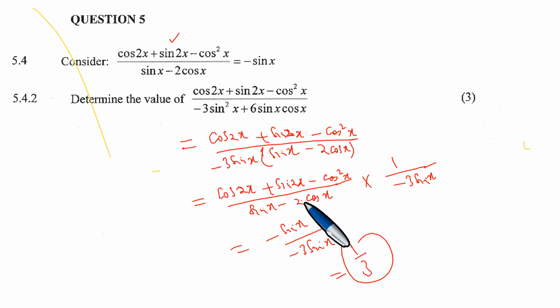Right, so at this point, what did we do? We just took out a common factor from the denominator, and then we have minus 3 sine x, and now the cosine 2x plus sine 2x minus cosine squared divided by the sine minus 2 cosine x. We know this identity is minus sine. So you have that, and it gives us exactly this result there. Okay, next question.